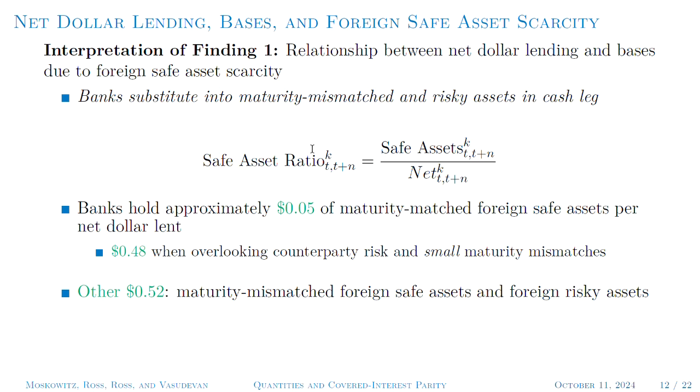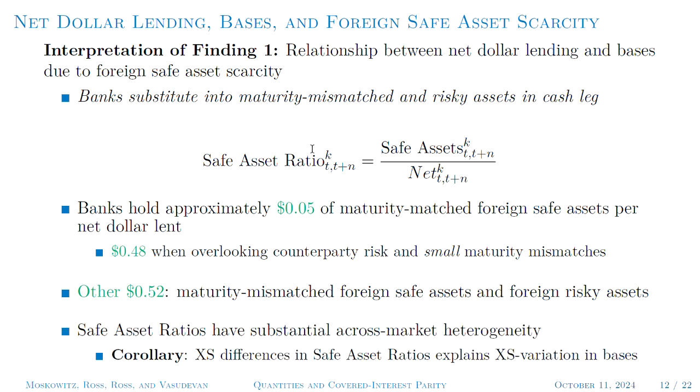If we completely maturity mismatch, then banks hold approximately 5 cents of maturity matched foreign safe assets for each dollar that they're net lending. But if we allow for small maturity mismatches and overlook counterparty risk, mostly by allowing encumbered assets in addition to unencumbered assets, this number jumps to closer to 48 cents. But still, there's about 50 cents of each dollar that banks are net lending that are being held in maturity mismatched foreign safe assets or foreign risky assets. I'm going to show you in the next slide that safe asset ratios have substantial across-market heterogeneity. And we show that cross-sectional differences in the safe asset ratio help explain the cross-sectional variation in these bases.